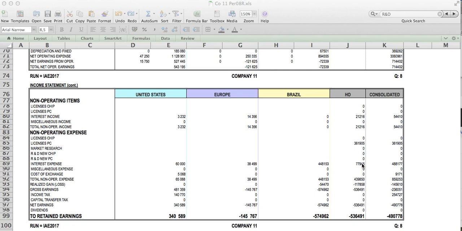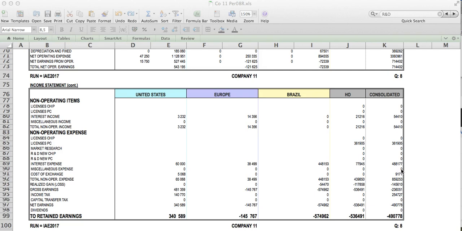Interest expenses, well, if you have taken a bank loan or a loan from another company or if you have supplier credit, then you will pay interest for that. And this company has everything, including in the home office and in Brazil, because as you remember, they had supplier credit. So altogether, they have a fair amount of interest payments, close to 500,000 Swiss francs.